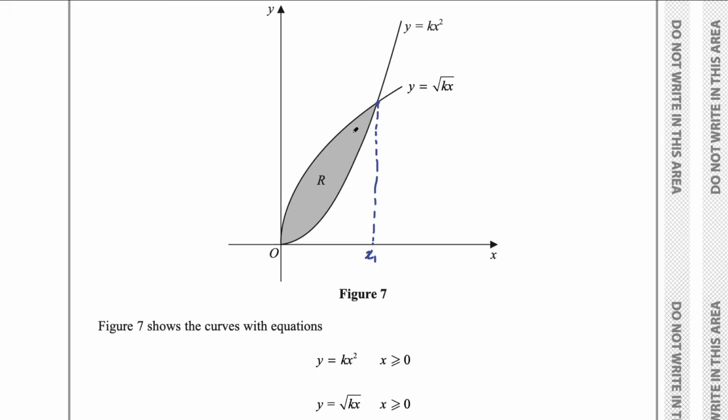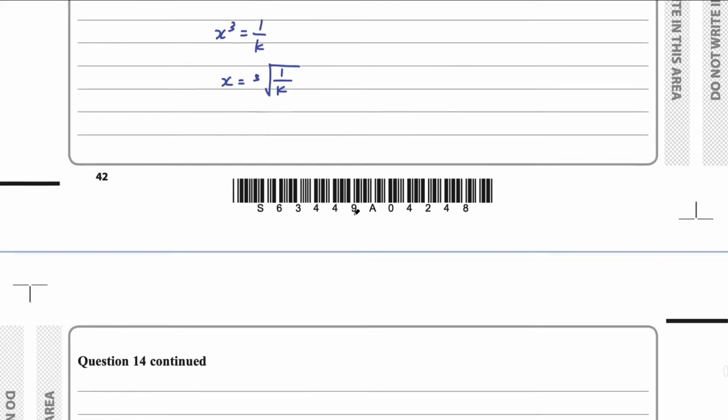So then we want to find that area R. Remember, it's the area under the first curve, subtract the area under the second curve. How would we represent that in terms of integrals? Area R equals the integral of the square root of kx dx, subtract the integral of kx squared dx, from 0 to the cube root of 1 on k.